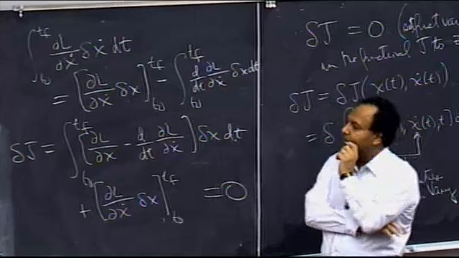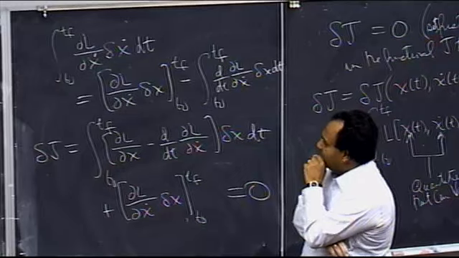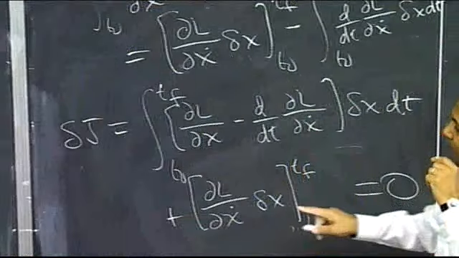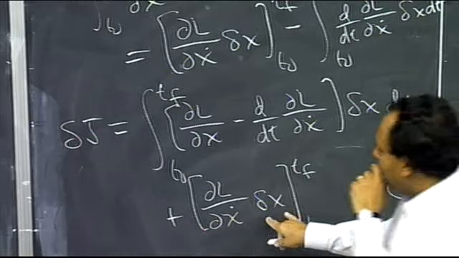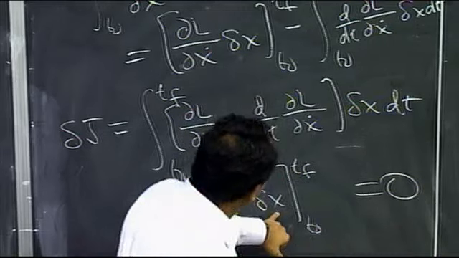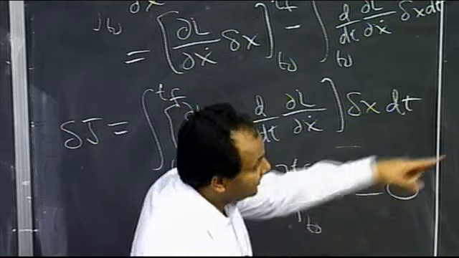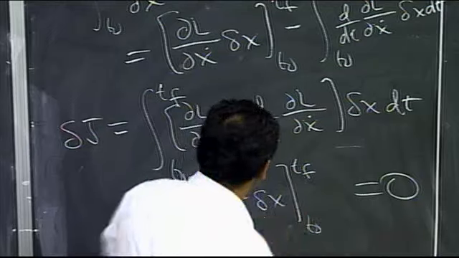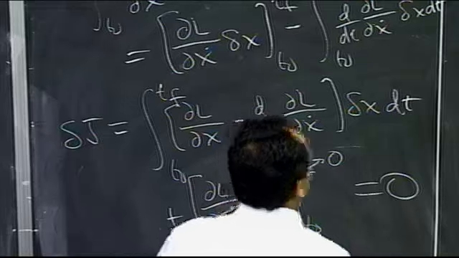Okay, now, what this says is that this plus this has to equal 0, but let's look at this a little bit. These variations here are only affecting the endpoints of the interval. What's the variation in x at t0? It's 0 because it's fixed. What's the variation in x at tf? It's also 0. So this whole thing is 0. I don't need to worry about it. So I'm left with this thing up here.